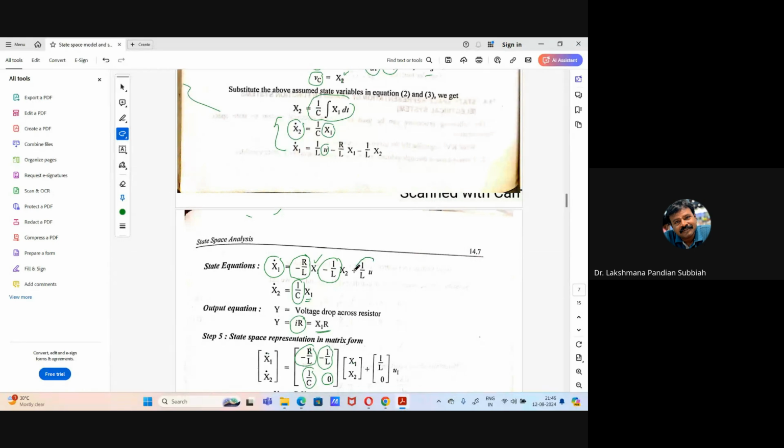Here, this is the input term. Only in the x1 equation do we have the input term, so we take the coefficient 1 by L, and for x2 there is no input, so we put it as 0. Then the input is U. So this is the state-based representation in matrix form. For simple electrical circuits, we now get the state-based representation in matrix form.